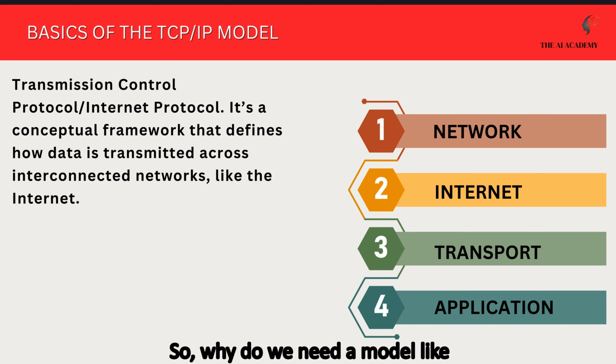So, why do we need a model like TCP/IP? It is used for standardization. For example, imagine you are trying to send a letter but having no universal format for addressing or delivering it. Similarly, in the digital world, devices need standardized rules to ensure data reaches its destination. The TCP/IP model provides these rules, ensuring devices, regardless of the manufacturer or software, can communicate seamlessly.